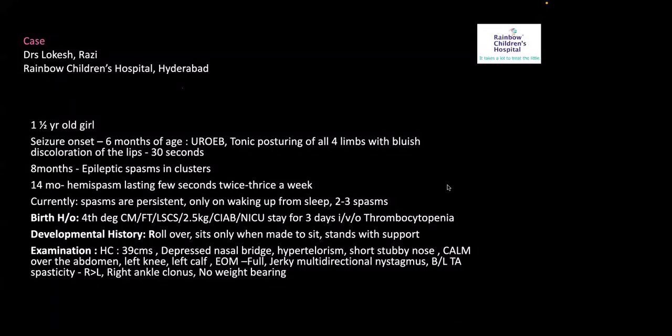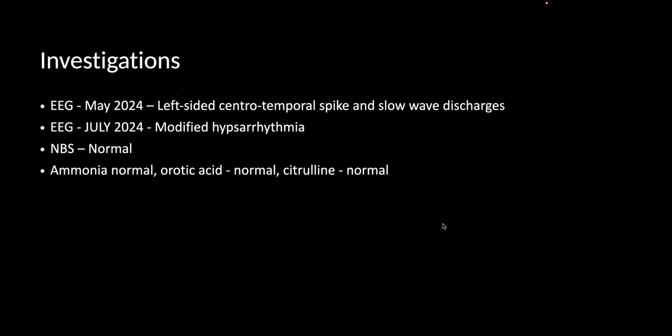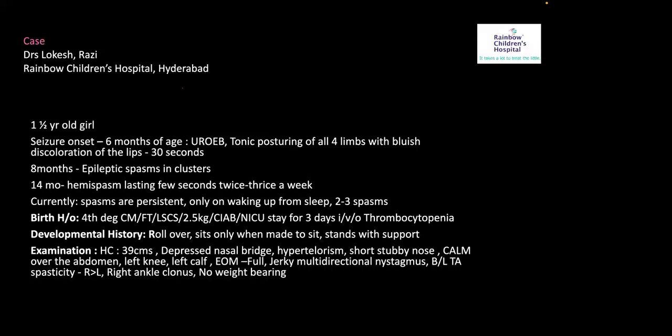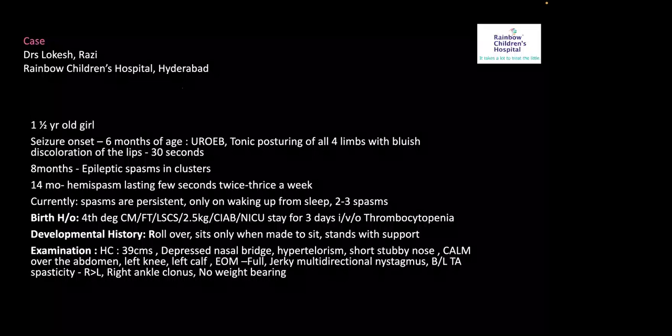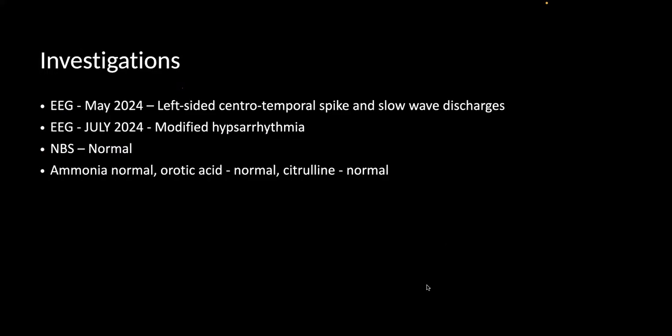So, a constellation of symptoms: global developmental delay with early spasticity and microcephaly with epileptic spasms. With background history of 4th degree consanguinity, any autosomal recessive epileptic encephalopathies, or any metabolic or genetic conditions or structural possibility was considered, and EEG was done. Twice, initially showing left-sided centrotemporal spikes and slow wave discharges. Later, it was repeated, showing modified hypsarrhythmia, and newborn screening was normal. So MRI brain was advised.